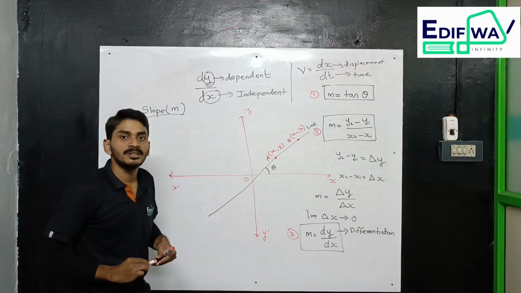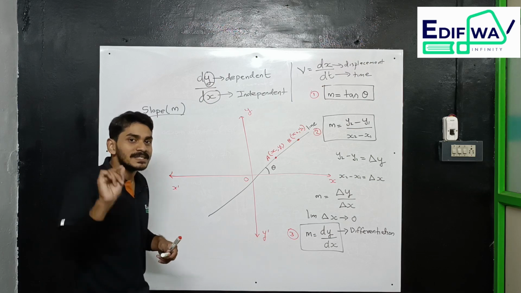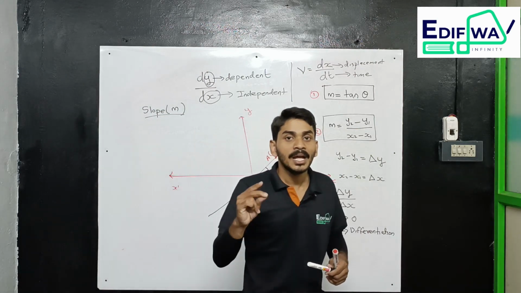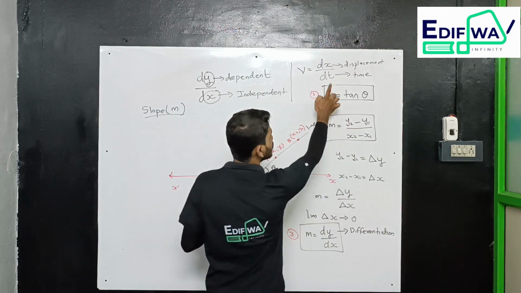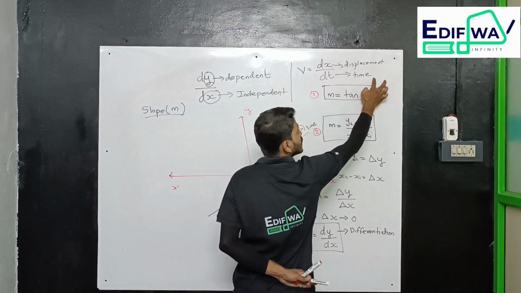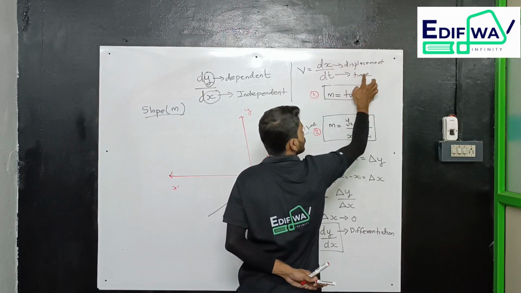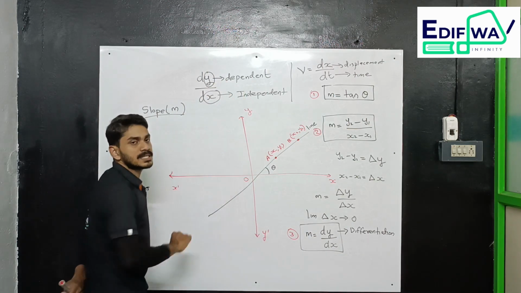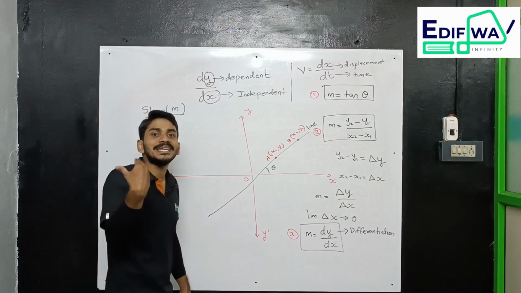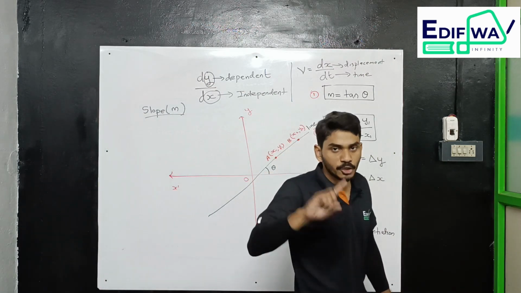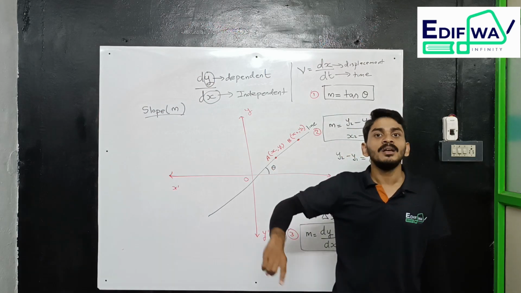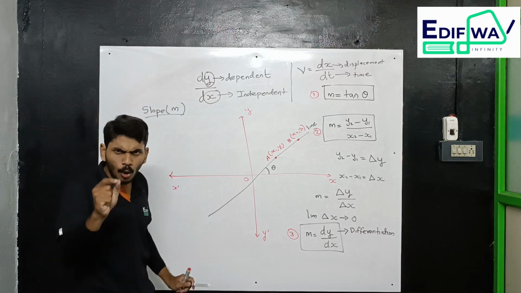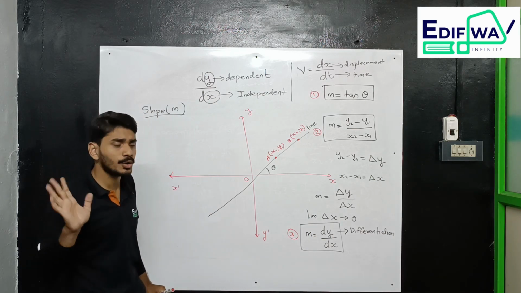Now you understand the physical meaning of differentiation. The physical meaning of differentiation is rate of change. Here it is the rate of change of displacement with respect to time. Here it is the rate of change of y with respect to x. So that is the physical meaning of differentiation. Geometrically, differentiation means slope; physically, differentiation means rate of change. You have to note all these points. These are very important.